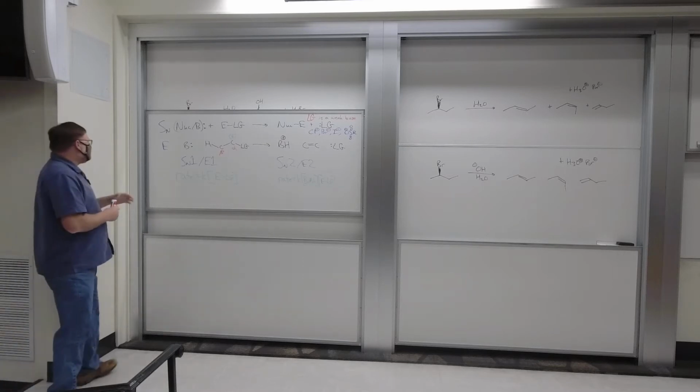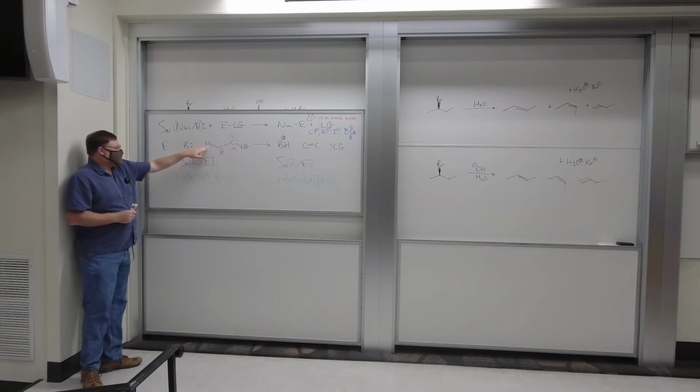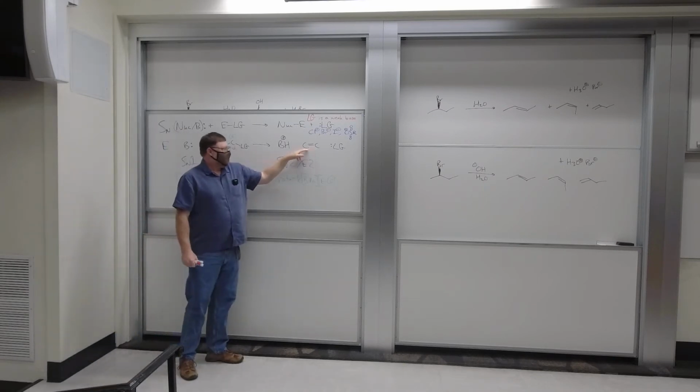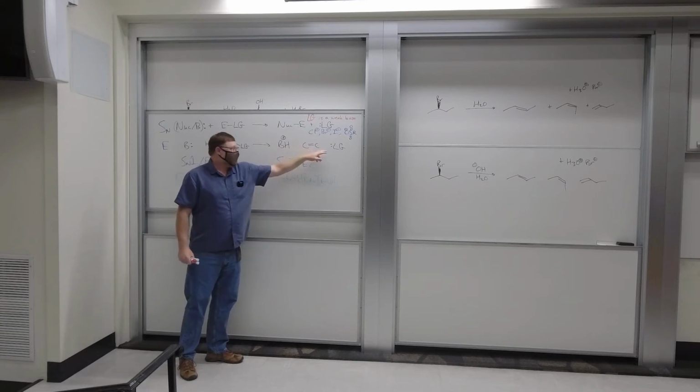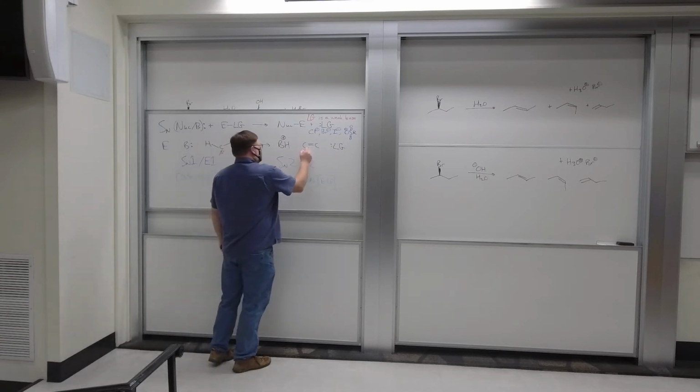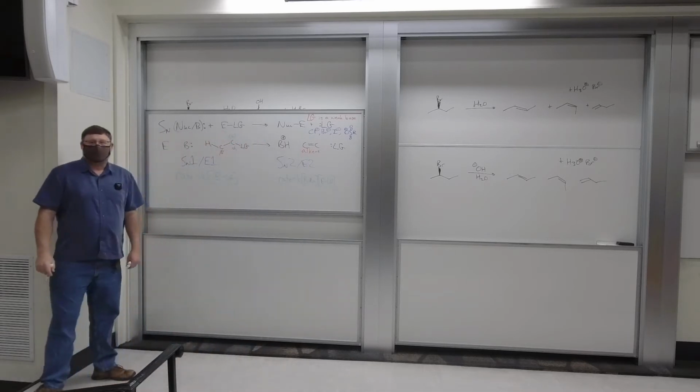In the elimination reaction, the base is going to take the hydrogen from the beta carbon, and we're going to end up with an alkene, a carbon-carbon double bond. And again, the leaving group leaves. So elimination reactions in Chapter 7 are all going to give an alkene.